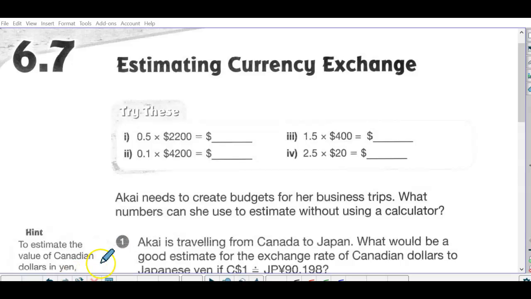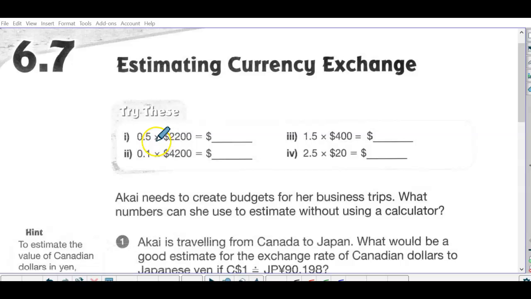So you can see in the try these that these calculations are really all 0.5 or whole numbers, or 0.1 is easy to multiply. So these I want you to do without a calculator. Notice these have a lot of zeros, so really when you're estimating, you're going to sort of round the price of the item and then estimate the currency exchange.